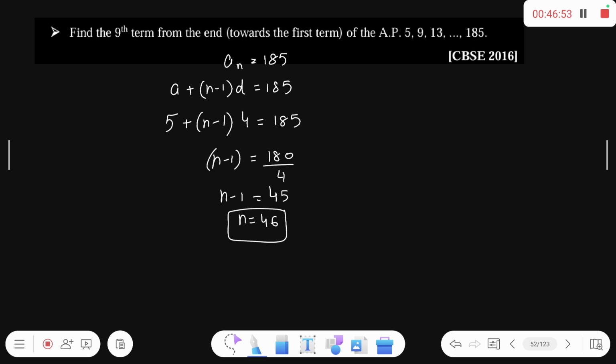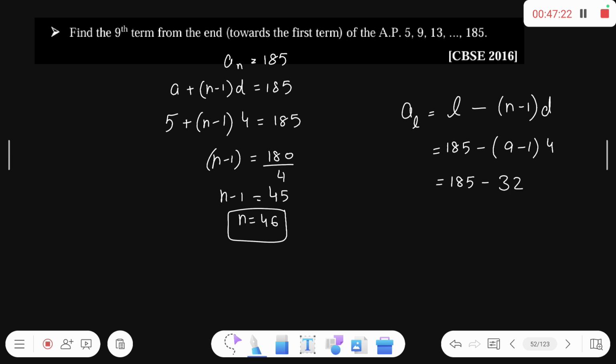You know the last term, so you can calculate the ninth term from the last using the last formula. A from last is last minus (N minus 1)D, and this is 185 minus (9 minus 1), and your D is 4. So 185 minus 32, 8 4s are 32. So this is 153, your answer.